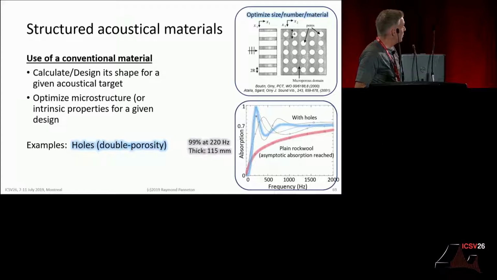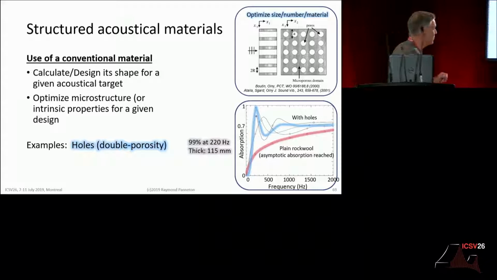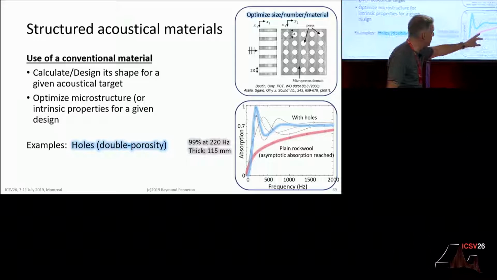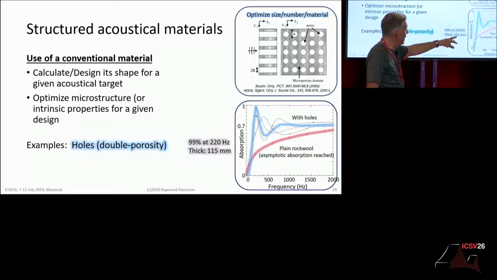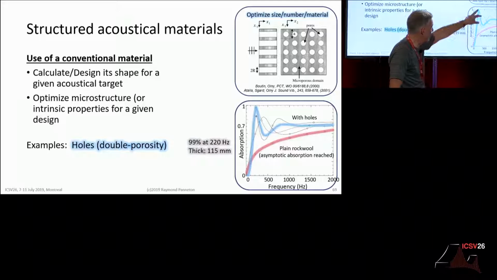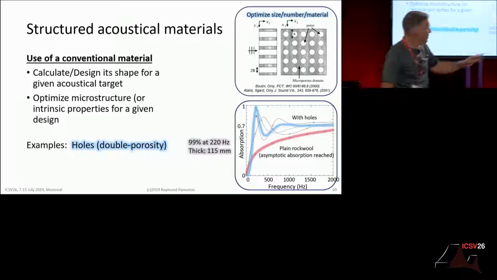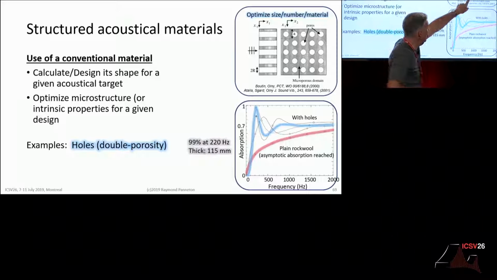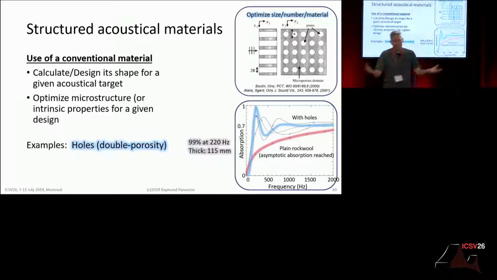With foam again, or fibrous material, here it's a glass wool, we can use a double porosity where we just perforate holes in the material. If you use a 150 millimeter thick layer, you see you reach the asymptotic behavior, but you can improve, even with this thickness, and go higher than the asymptotic behavior if you drill holes correctly in the material. And here you can reach a maximum of 99%, nearly 100% at 220 hertz. However, you see that it's more tonal. You can have a peak because the double porosity is low, so it makes a tonal absorber.